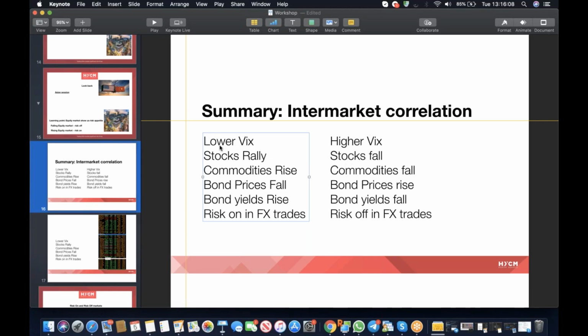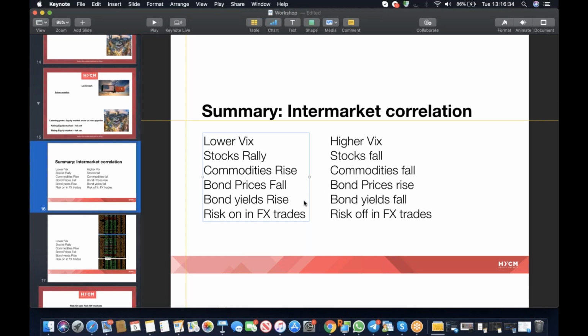But this is how it works. Okay, so if you've got a lower volatility index, stocks will rally, commodities will rise, bond prices will fall, bond yields will rise. That's when you're risk on. Okay, so this is the characteristics of a risk on market. You're looking for an increase in stocks, an increase in commodities, falling bond prices, rising bond yields: risk on.